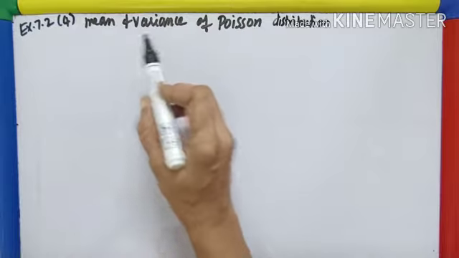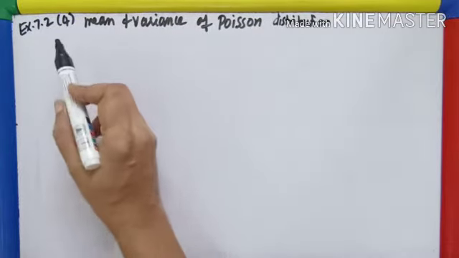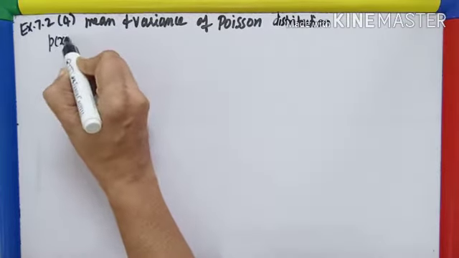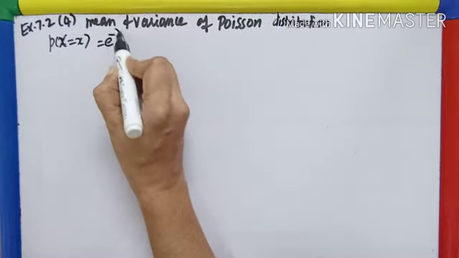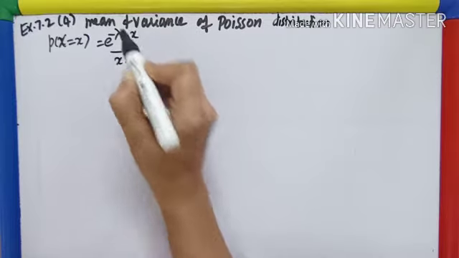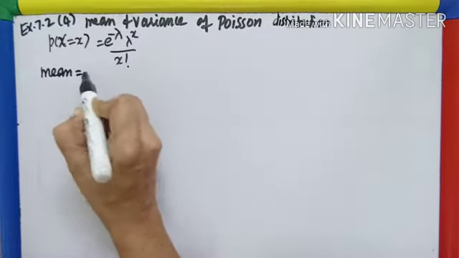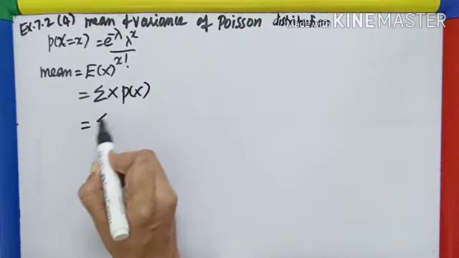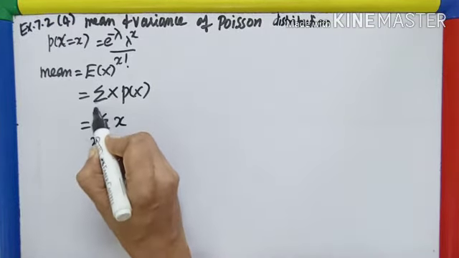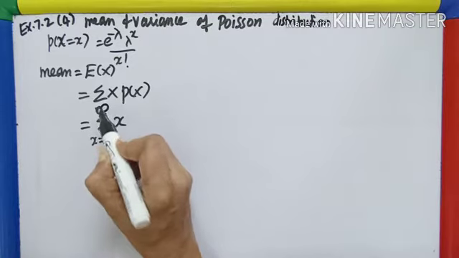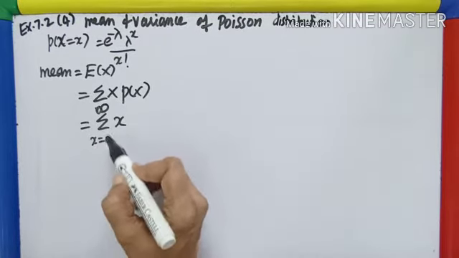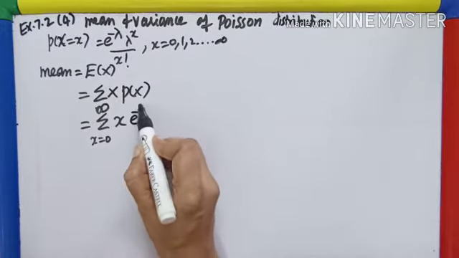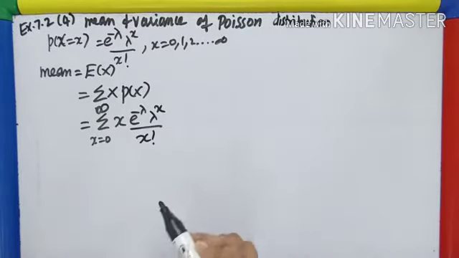To find the mean and variance of Poisson distribution, question number 4, exercise 7.2. What is a Poisson distribution? P of X equal to x is e power minus lambda, lambda power x by x factorial. What is mean actually? We write E of X, which is sigma x into P of x. That is sigma, x is equal to 0 to n. Here n will come, but it's a Poisson distribution, so infinity will come. X is equal to 0 to infinity. P of x is e power minus lambda, lambda power x by x factorial.